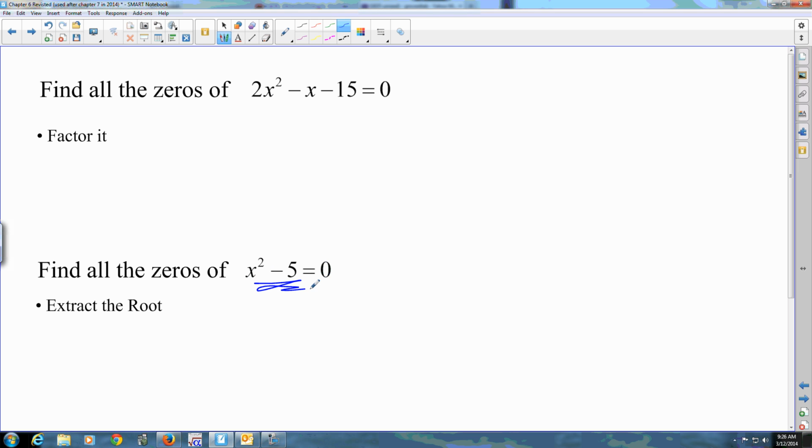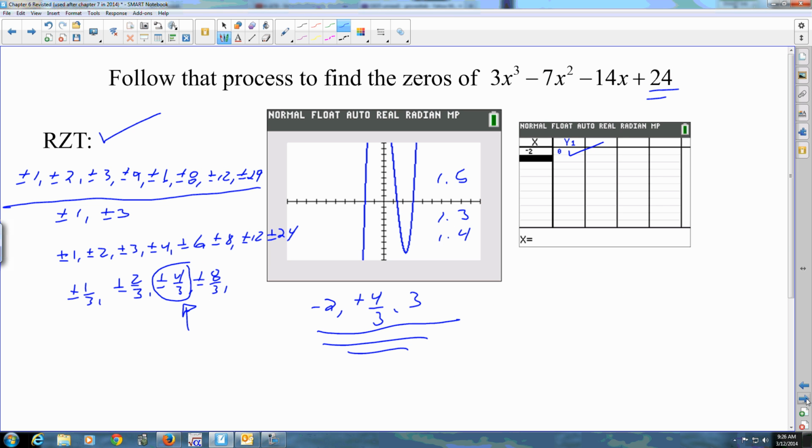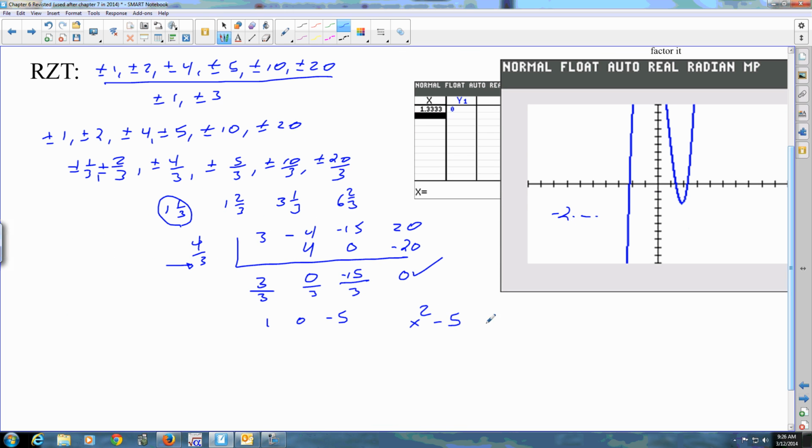This, I need to find the zeros. So what did you do? You added the 5 and then took the square root. So you got x is equal to plus or minus... oops, square root of 5. Coming back to this, you need to find the remaining zeros. The remaining zeros can be found here.